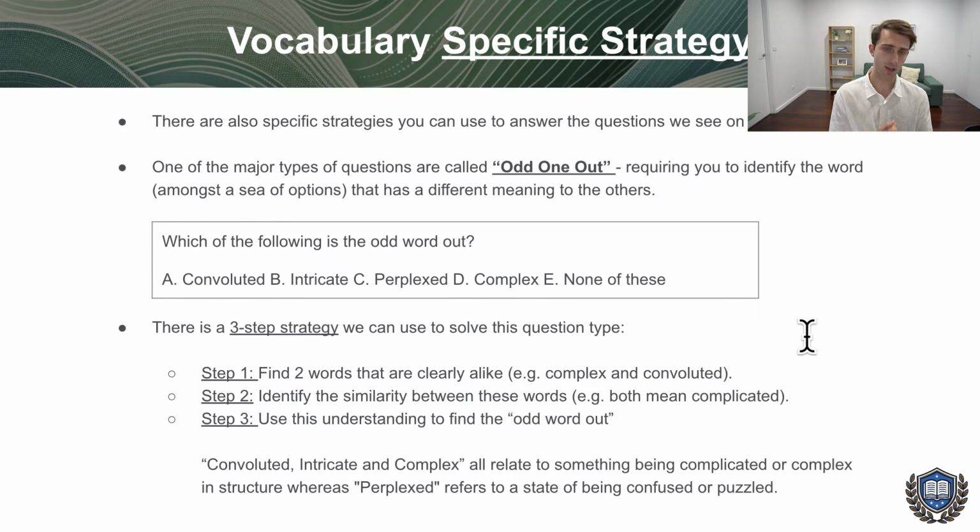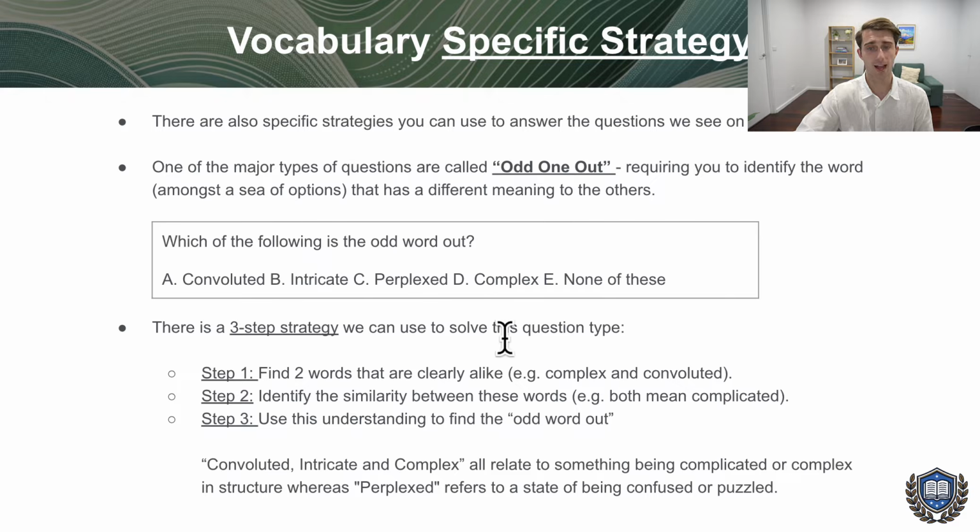So intricate, could that mean something that's a little bit complex or complicated? I'd say it probably could. Something that's intricate, there's a lot of details to it, it's maybe a bit complicated. Whereas perplexed, that's more an emotion. We're confused, we're unsure what's happening. And so that doesn't have the same meaning. And so in this case, perplexed was the odd word out and C was the correct answer there because it was wrong.